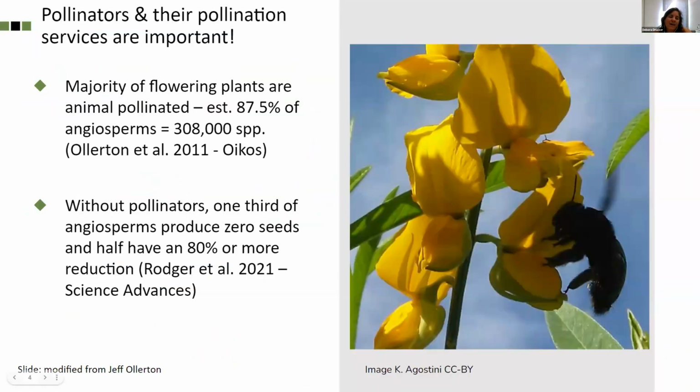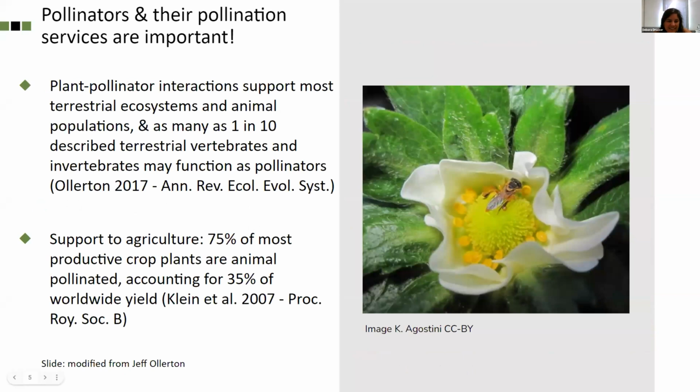So why did we decide to work with plant pollinator data? It's because of its major importance. The majority of the flowering plants are animal pollinated, and there are estimates that without pollinators, 1/3 of the angiosperms would produce 0 seeds, and half would have an 80% or more reduction. So this slide was simply built by Jeff Arlerton, who is also a partner with us in our work package, and so is the next one. I think he's here in the audience, so thank you, Jeff.